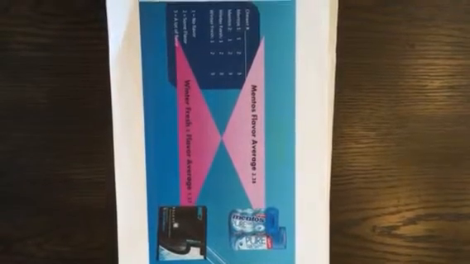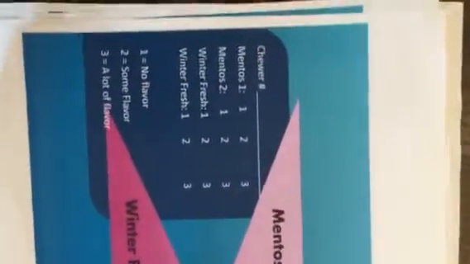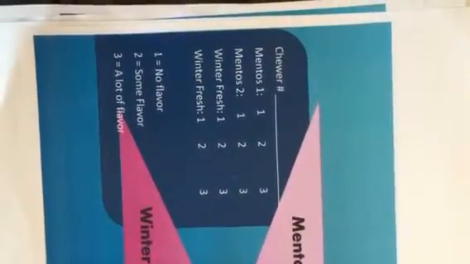On the left side of the slide is an example of how the data will be recorded. The chewer will rank the intensity after 30 minutes. 1, no flavor, 2, some flavor, and 3, a lot of flavor.